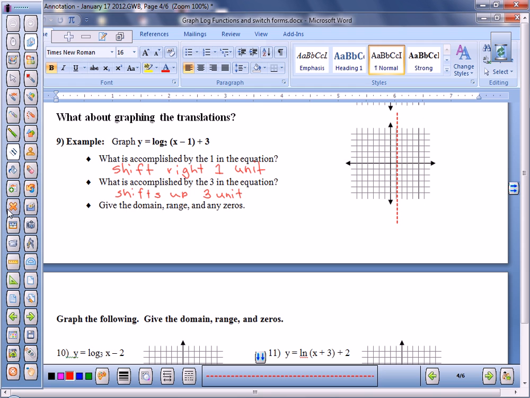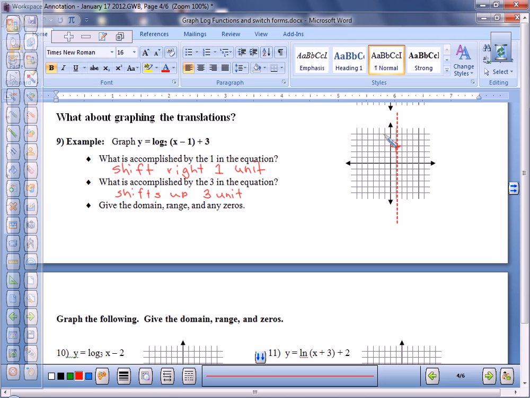And then this +3 is going to shift our starting point up to here. Now, I'm only going to show you graphing by moves for the logarithm because I feel they're the easiest. If you like to pick x values and plug it in and determine what your y values would be, you can do that. I just find that much more difficult.